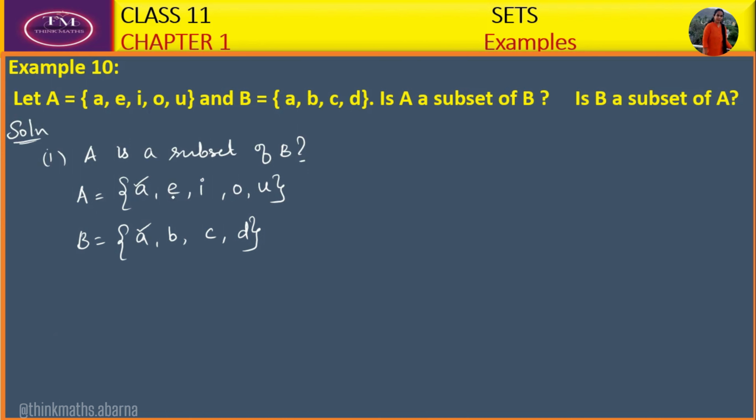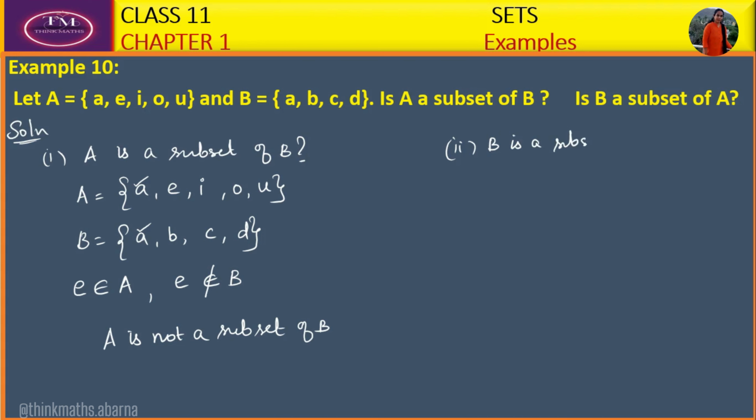If you check E, E is an element of A. That is, E belongs to A, but E does not belong to B. If at least one element is not in B, then we can say A is not a subset of B. Okay. No need to check for I, O, U. Also I, O, U are not present. If at least one element is not present in B, then A is not a subset of B. Okay. Next we are going to check whether B is a subset of A.